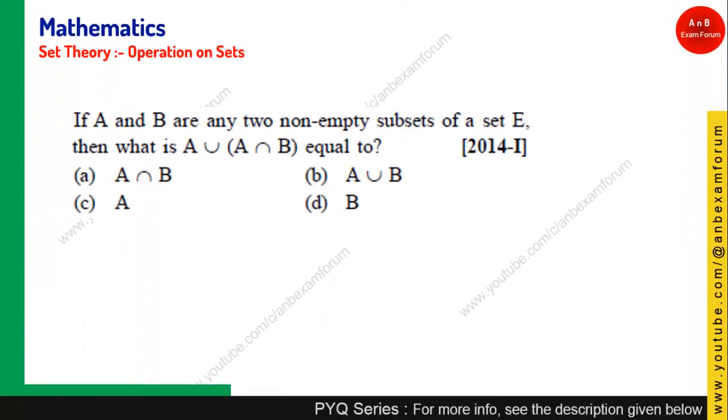So basically there are 2 non-empty subsets of E. So you need to tell what is the equivalent of this.